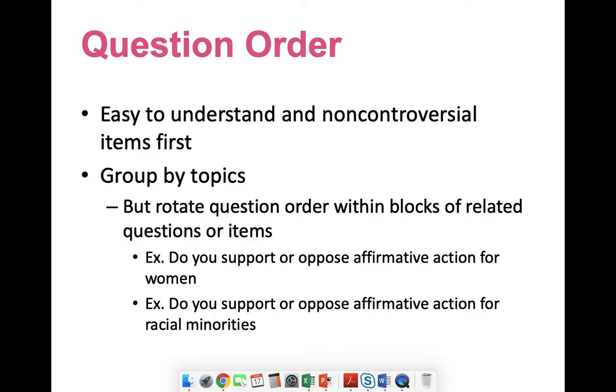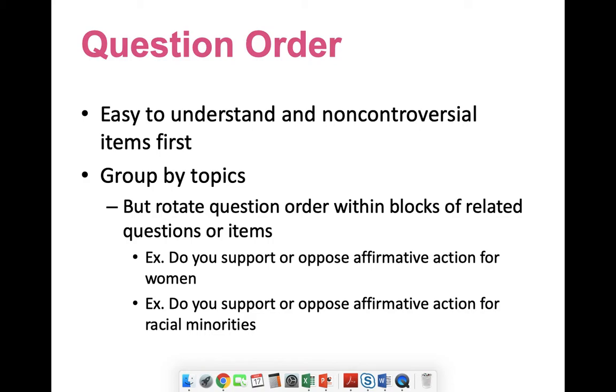As a general principle, it's important to group by topic. So you want to ask questions that are related topically. It's cognitively easier for people to do that rather than skipping all over the place. But within topics, it can be important to rotate questions. So for instance, if you're trying to assess people's attitudes about affirmative action, it would be important to rotate or even randomize the order of questions within a block of questions that asked about affirmative action.